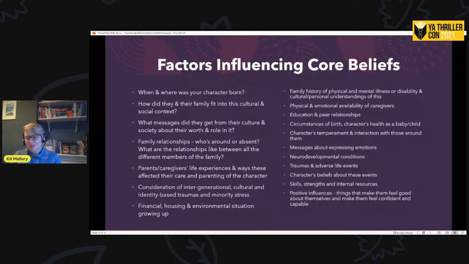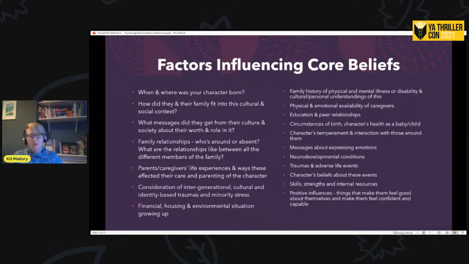Traumas, adverse life events. Have there been any in your character's life? Again, if you're writing a thriller, probably at some point. What happened, and how did people around them respond to that? What were the knock-on effects? And importantly, what were the person's beliefs about the events, or their interpretation of the event? Who did they think was to blame?